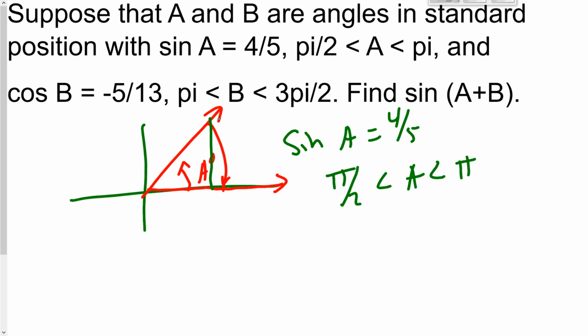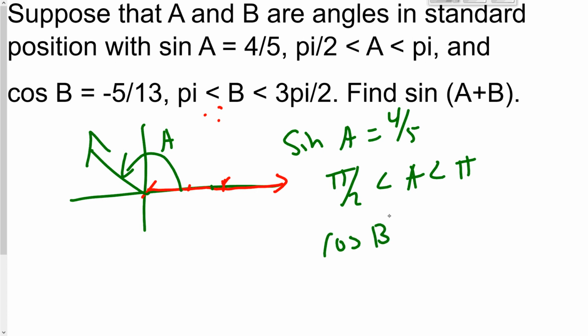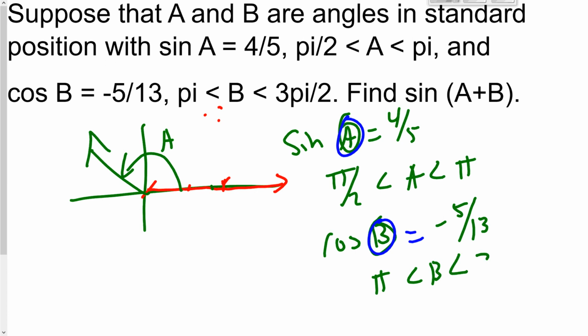So actually we're opening up, A is somewhere in this second quadrant. Okay, so A is somewhere over here. And then cosine of B, so you notice that they have two different angles, A and B. And cosine of B is negative 5/13. This angle B is between pi and 3/2 pi, and we want to find sine of A plus B.